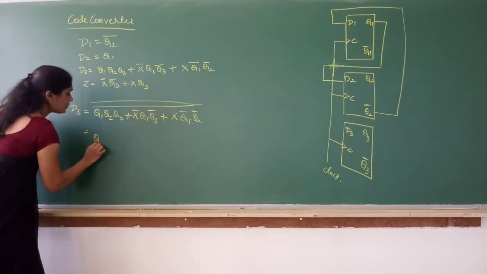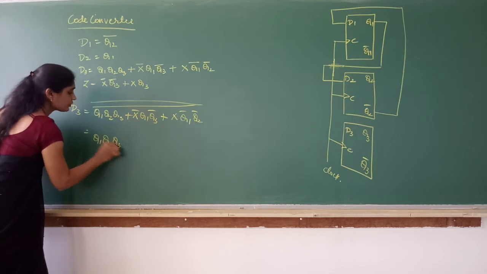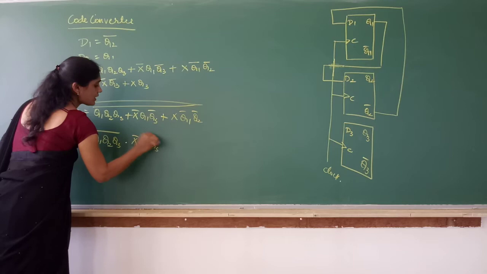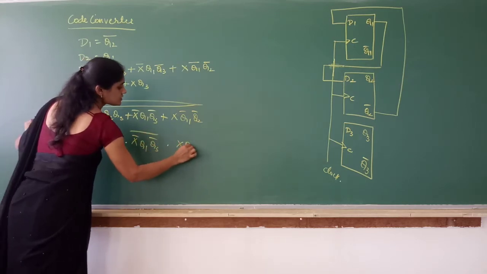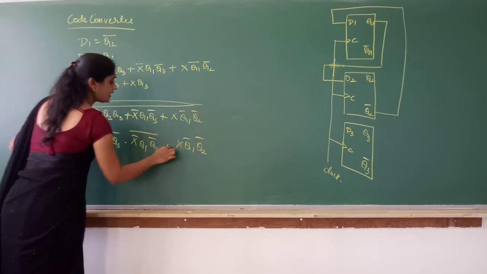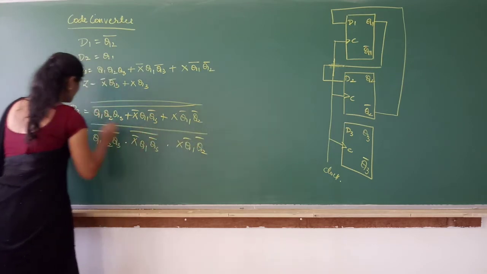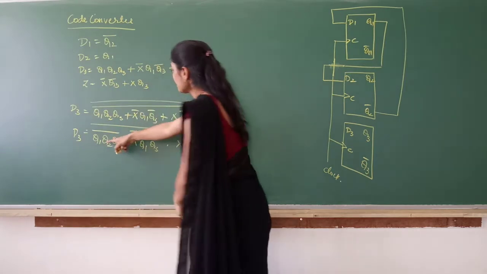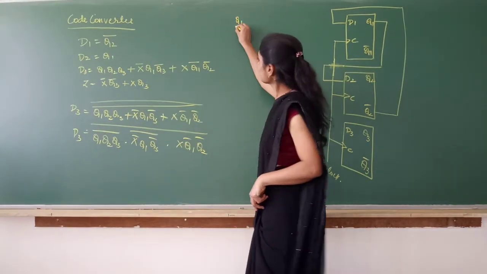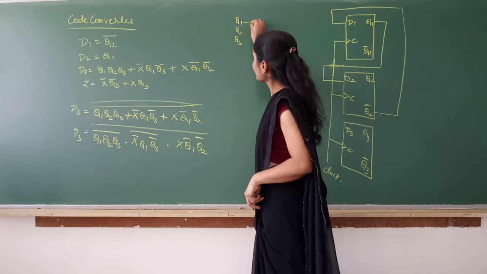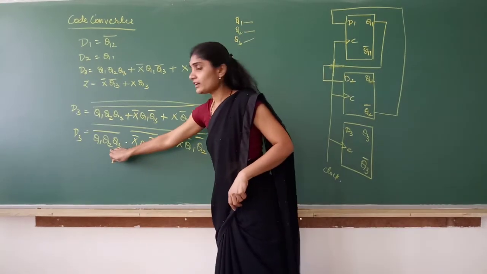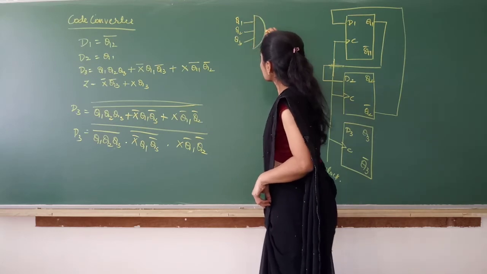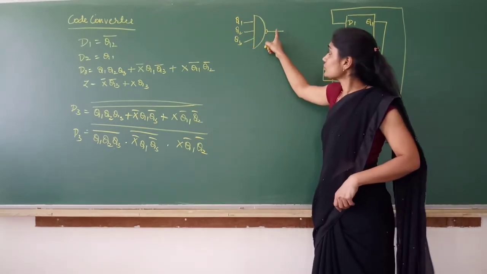When we take the double complement and apply De Morgan's theorem, we get the complement of Q1 Q2 Q3, into the complement of X bar Q1 Q3 bar, into the complement of X Q1 bar Q2 bar, and the whole complement. In your textbook you will find a circuit like this. Q1, Q2, Q3 are given to a NAND gate, as we want the whole bar. So here you get Q1 Q2 Q3 whole bar.